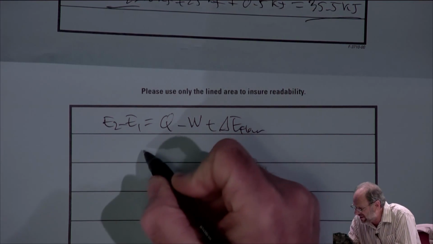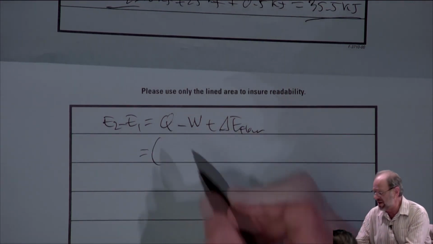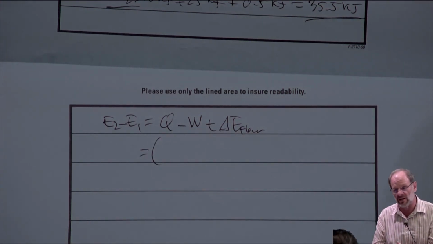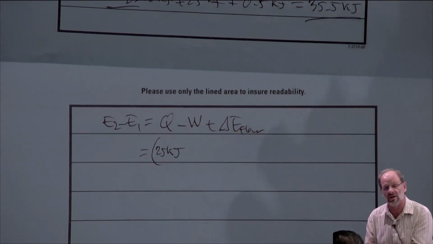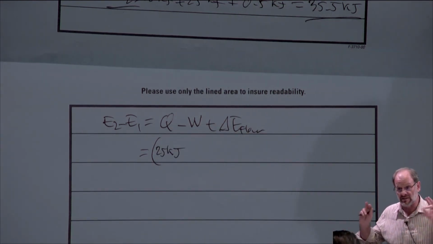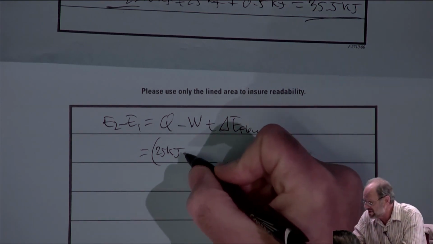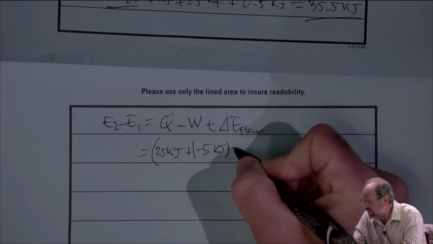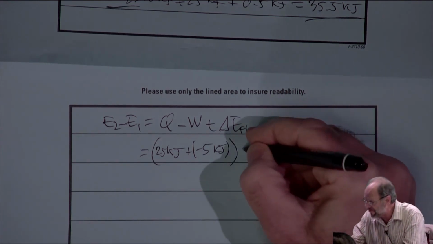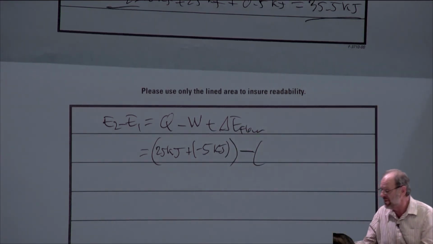Now, let's think about it. If heat is added, it's a positive. So we're adding 25 kilojoules. But heat is also being rejected. So that's, by our sign convention, a negative. So we would add to it minus 5 kilojoules. So that's just your heat term. Now, what about the work term?